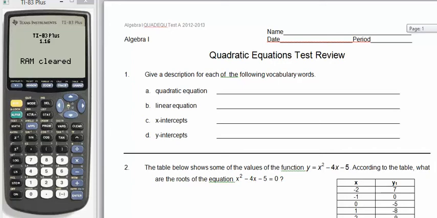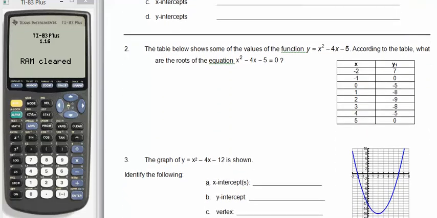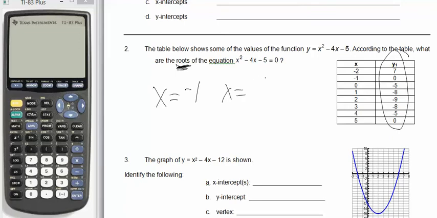All right, as we go into these, we don't really need the calculator because it did it for us. So it says the table below shows some of the values of the function y equals x squared minus 4x minus 5. According to the table, what are the roots of this equation when it equals 0? So now the roots is just another word for the zeros or the solutions. So the zeros are when y equals 0. So it's going to be x equals -1 and x equals 5.